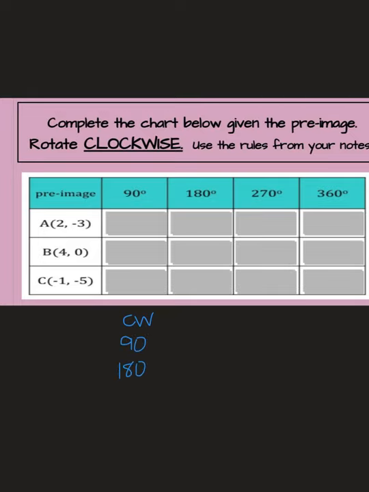180, 270, and 360 gives you the same thing. So remember, your rule always starts with original XY. So when I go clockwise 90, my X and Y are going to change positions, and my Y... oh, did I change? Yes. And my X will become the opposite of what it was.